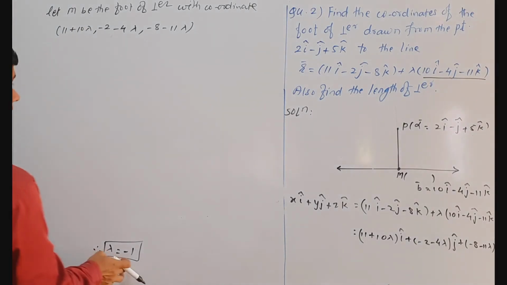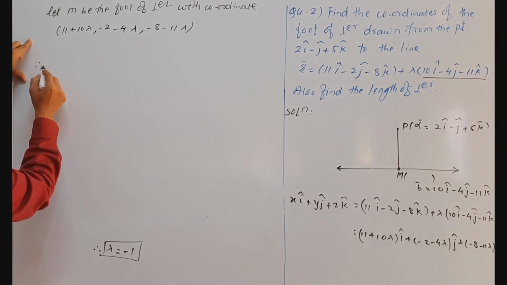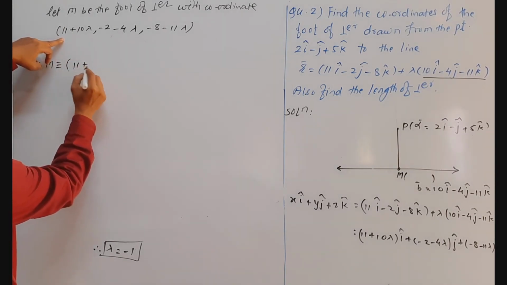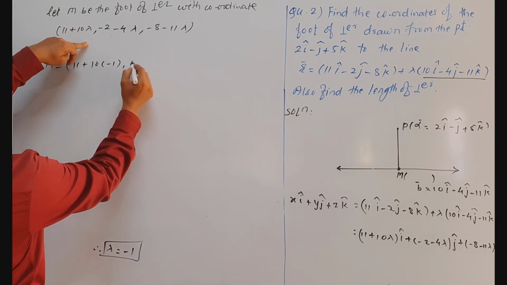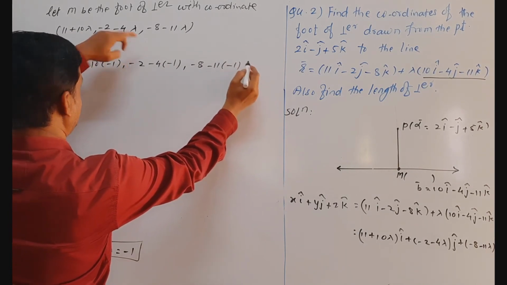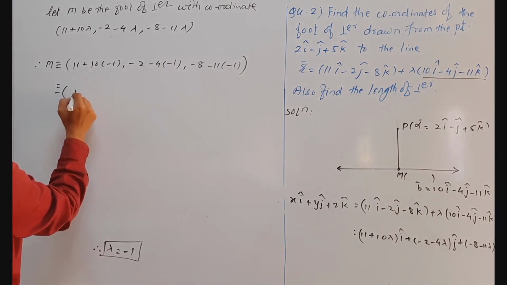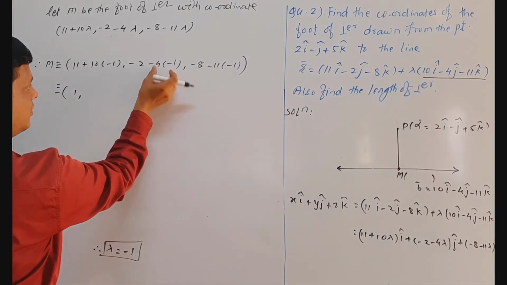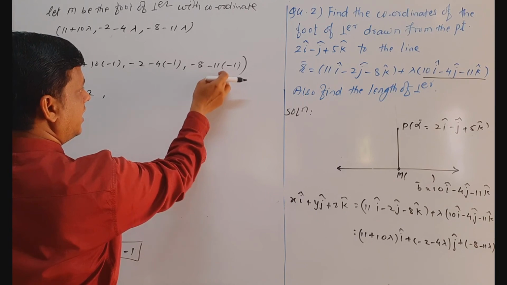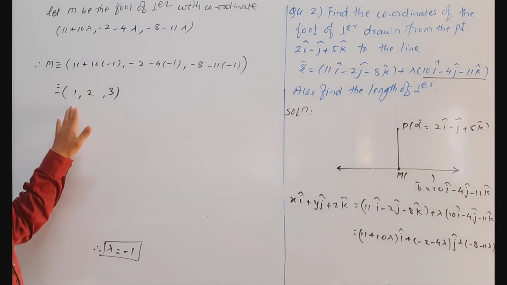So we substitute lambda equals minus 1 in the coordinates of M. Therefore M is 11 plus 10 into minus 1, minus 2 minus 4 into minus 1, minus 8 minus 11 into minus 1. So 11 minus 10 gives 1; minus 2 plus 4 gives plus 2; and minus 8 plus 11 gives 3. So the coordinates of the foot of perpendicular are (1, 2, 3).